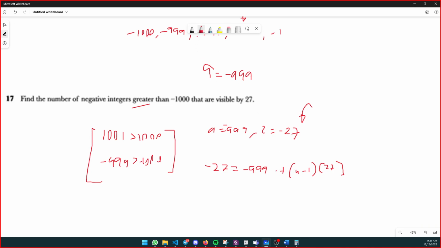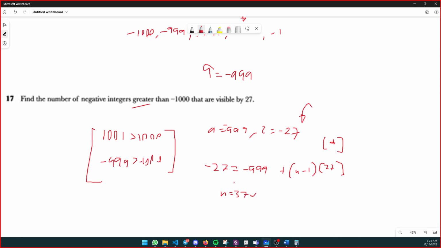Okay, so I'm not going to open this. It takes a lot of time to open the Kindle. Just know that when it's negative 27, that's the largest value we can find. So the last value equals negative 999 plus (n minus 1) times 27. That's the d, right? Remember d. So it's changed by d. So the answer you'll get is n equals 37.